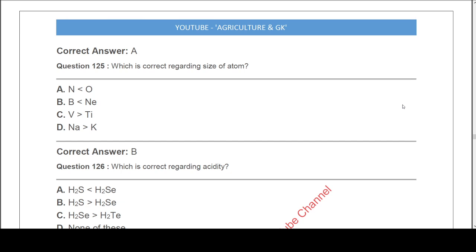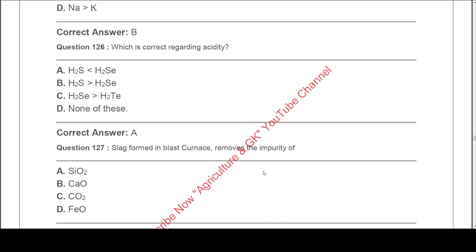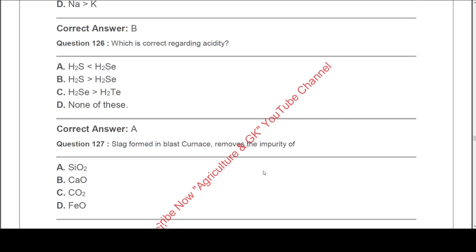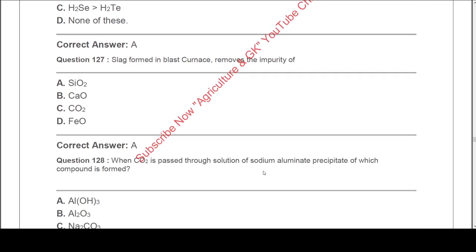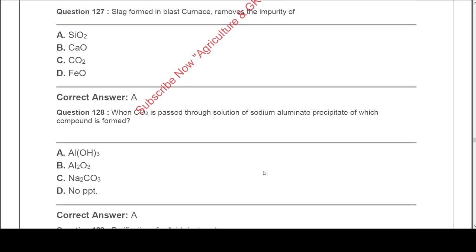Which is correct regarding the size of atom? It is option B, that is boron is less than Ne. Which is the correct regarding acidity? It is H2S is less acidic than H2Se. The slag formed in basic blast furnace removes the impurity of option A, silicon dioxide, SiO2, option A.